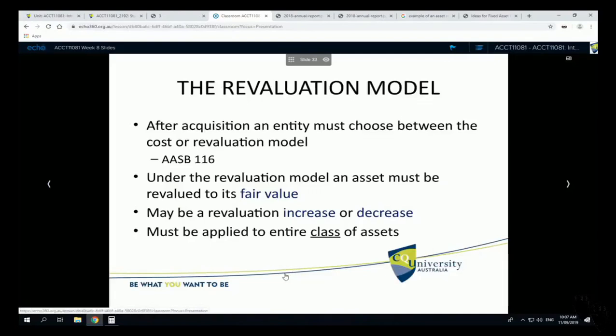Now, I mentioned earlier that we must initially record our assets at cost on our balance sheet, okay? And the cost included those three particular aspects. There is an option to revalue.